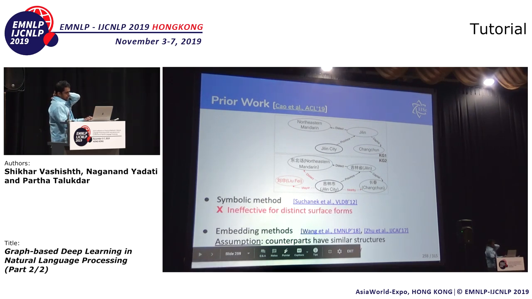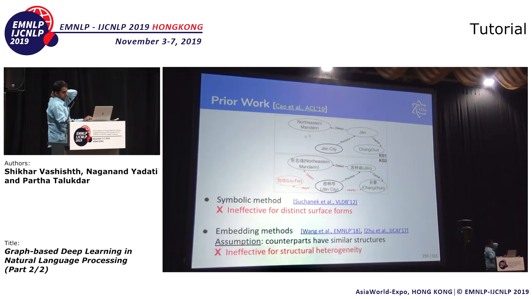But in this ACL-19 paper, they actually point out some limitations of prior works. So the symbolic-based method is ineffective for distinct surface forms, and these embedding-based methods are actually ineffective when there is structural heterogeneity in the two knowledge graphs.